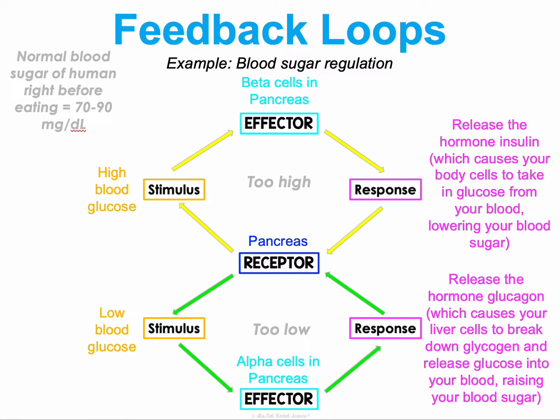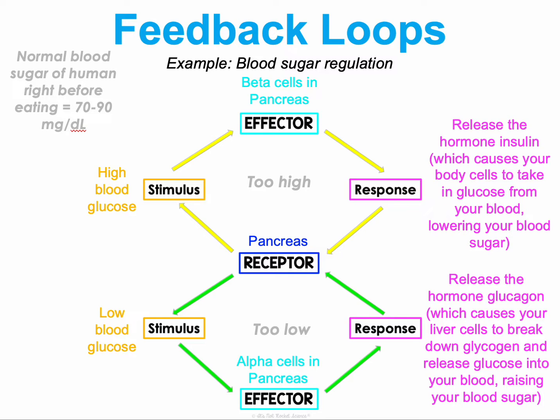Last example I have is going to be blood sugar regulation, which is one that is really important, and you're going to see this a lot in this class. So when your blood sugar is too high, which this is the normal blood sugar range for humans, your pancreas, which is the receptor, is going to receive the signal that your blood sugar is above its normal range. Too high of blood glucose is going to be the stimulus, and that will initiate an action in the effector, which are the beta cells in your pancreas. That's going to cause a response.